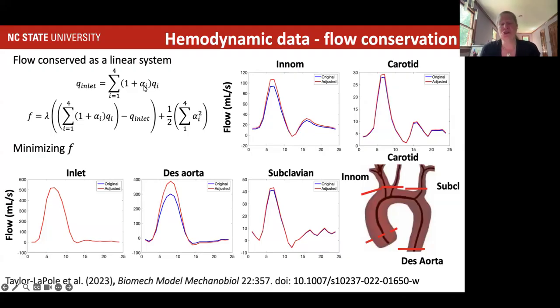Now, is that really good to do, to modify the data? I know our statistics friends are not very happy about that. But if you don't do that, it's very challenging to get the models to actually fit well with the data.